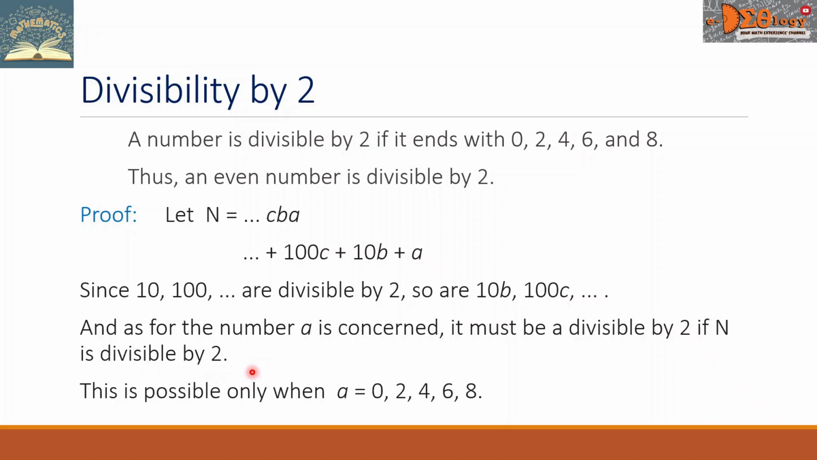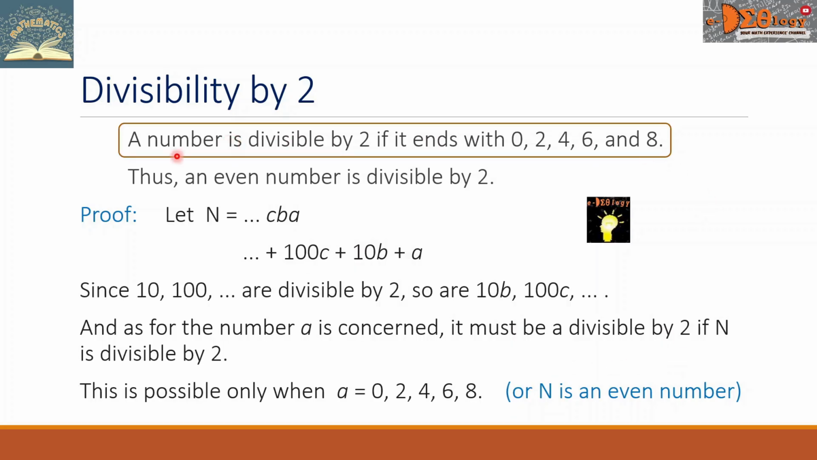This is possible only when A equals 0, 2, 4, 6, or 8. Or we say that capital N must be an even number. So we say it again. A number is divisible by 2 if it ends with 0, 2, 4, 6, and 8.